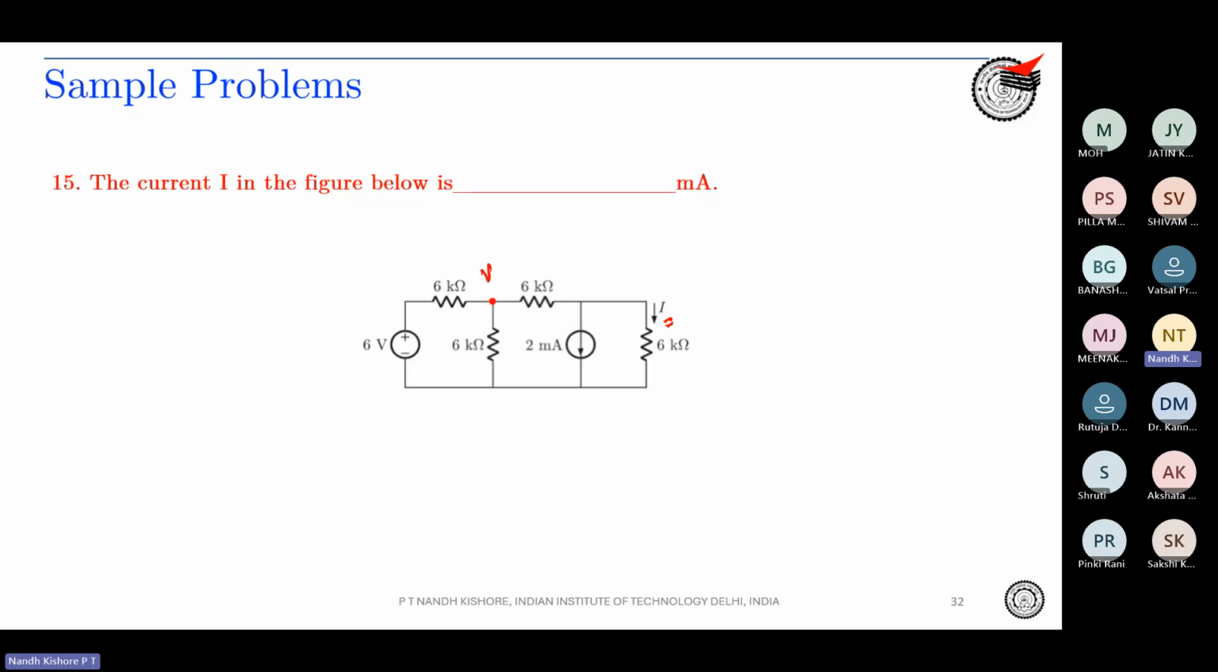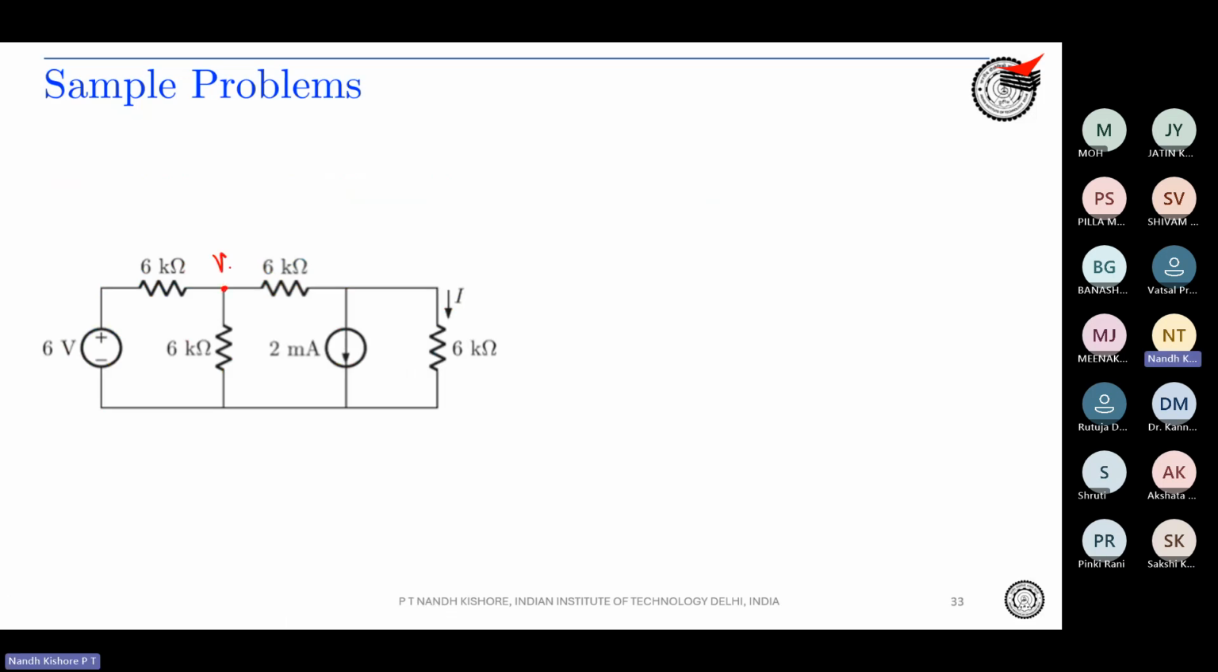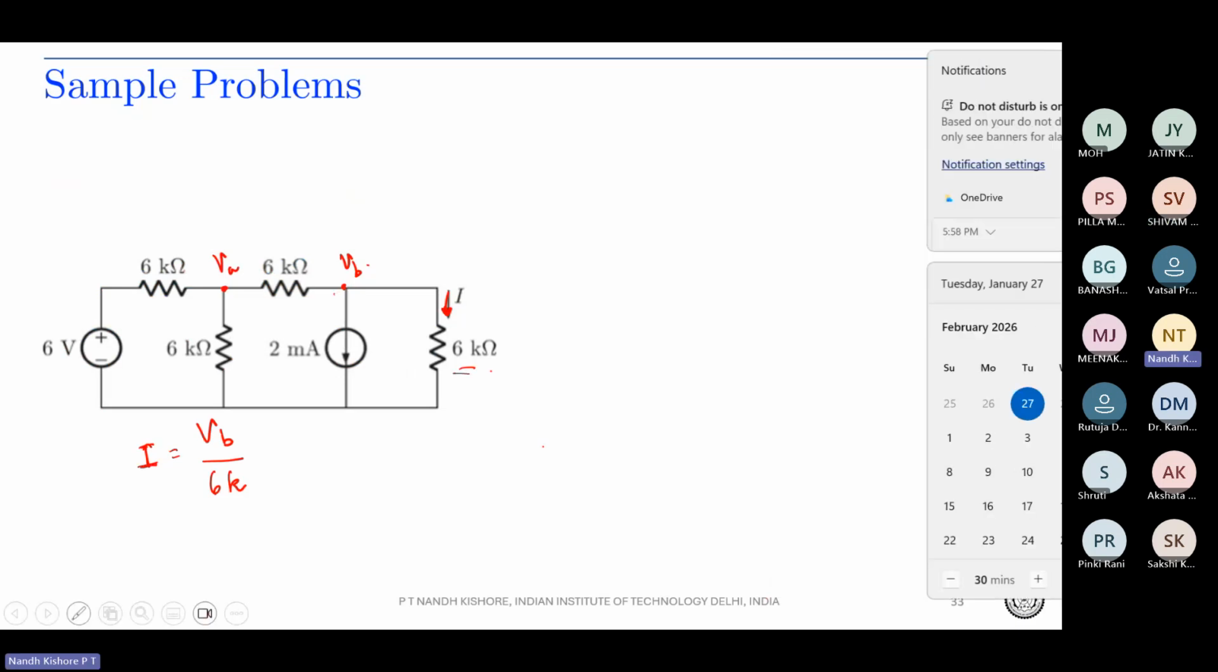So you take this as VA, you take this as VB. Just write the nodal analysis equations, you will be getting it. So this is VA, this is VB. I have to find out the current I. Current I in terms of VB is VB divided by 6K. Agreed? I is equal to VB by 6K.